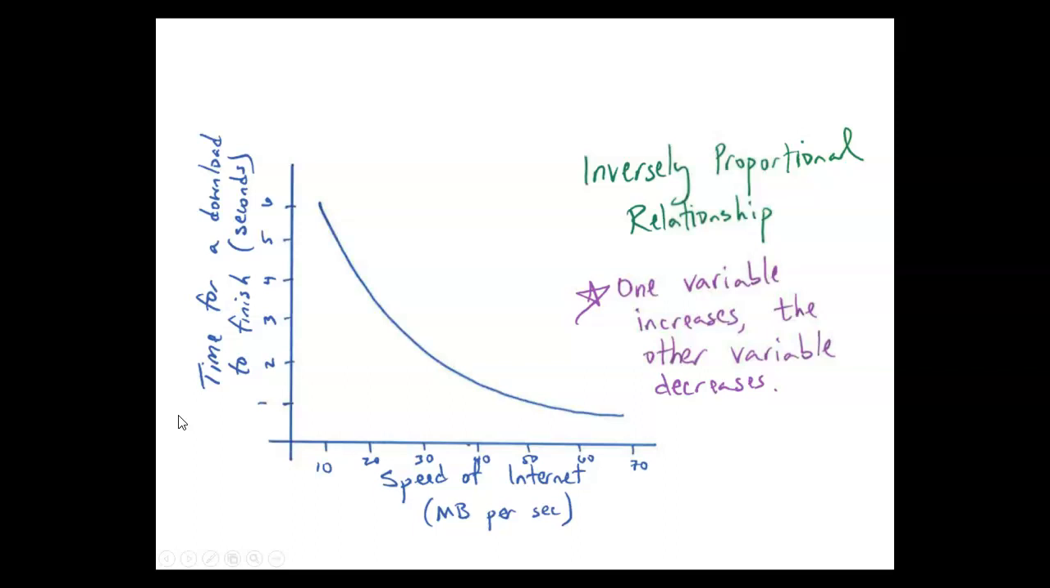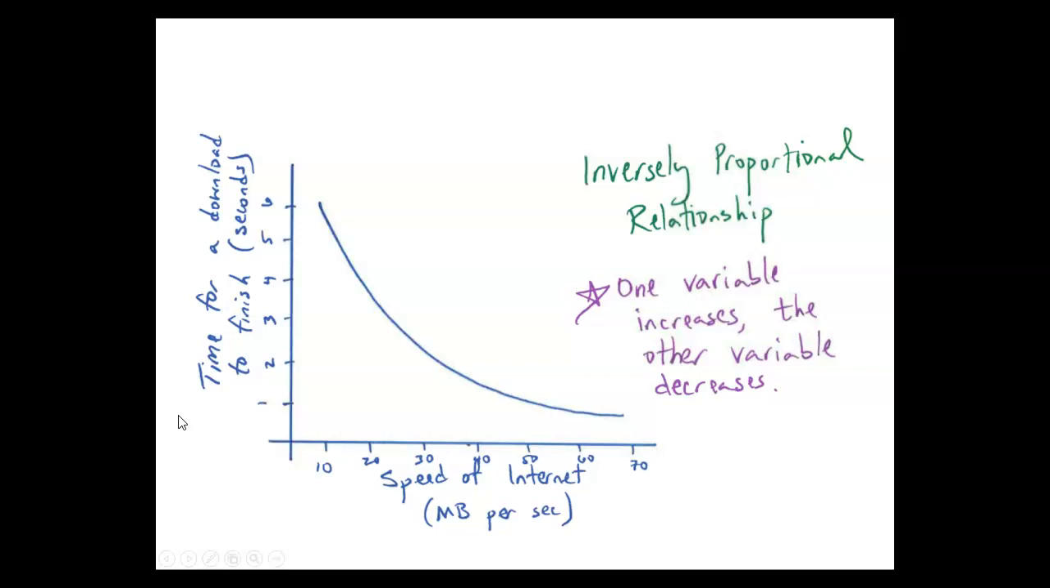On the other hand, another type of relationship is called an inversely proportional relationship. In this case, when one variable increases, the other variable decreases. This is the typical shape of an inversely proportional relationship. Some people want it to be a straight line with a negative slope, but it actually has a curve to it, just like this. And so this corresponds to when we said the time for a download to finish depends on the speed of the internet.